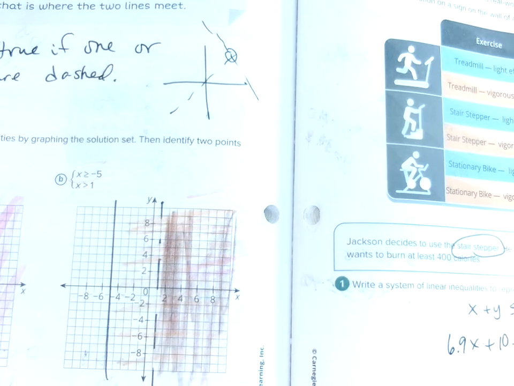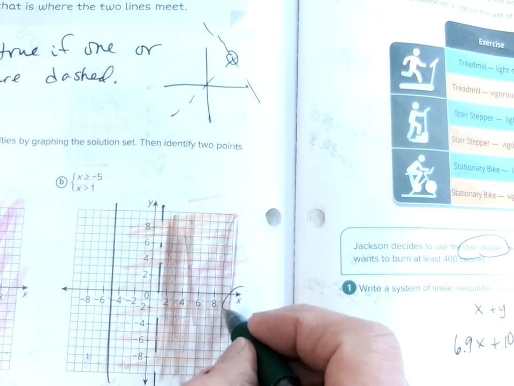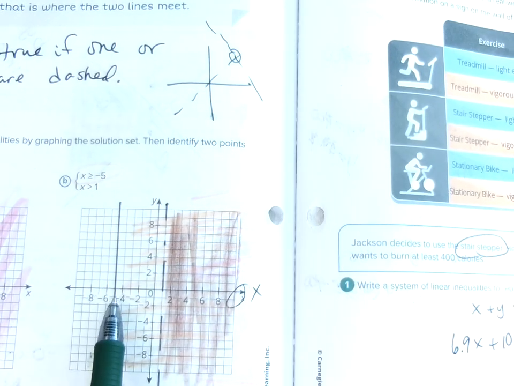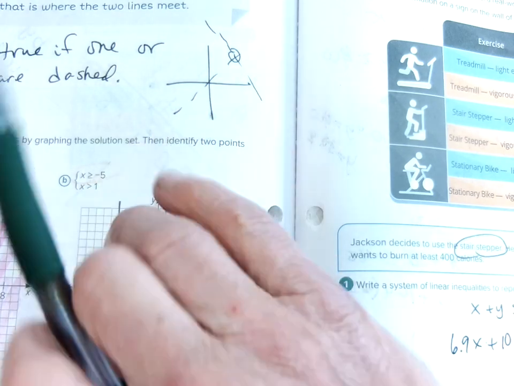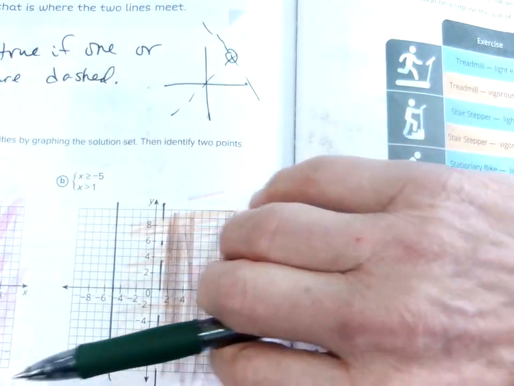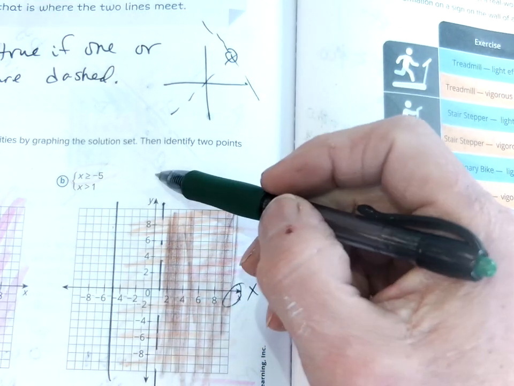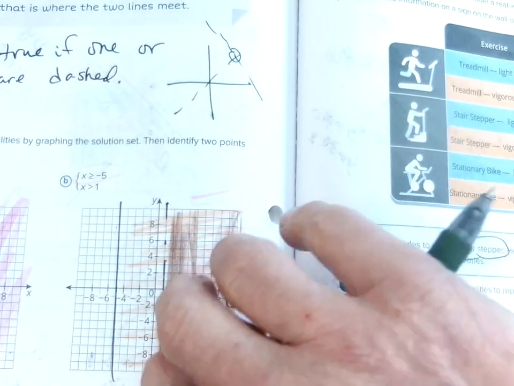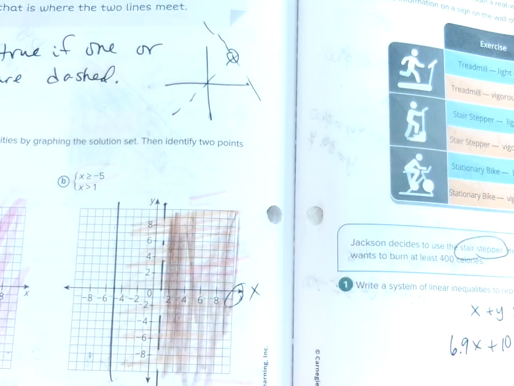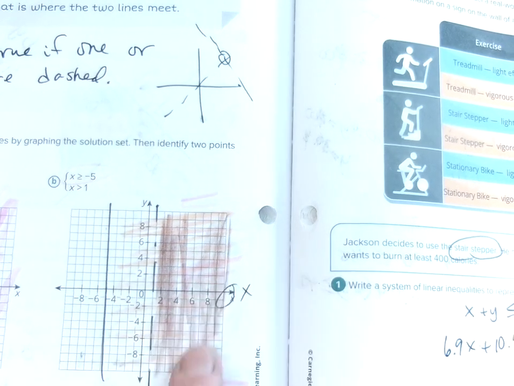On B, if it's an x equals, here's my x-axis. X equals negative 5 is here. And I want everything greater than or equal to negative 5, which is all of these values because it's got to get bigger. And then x is greater than 1 is a dashed line at x equals 1. And I shaded here, and where the two overlap is right in here. So I made that darker.